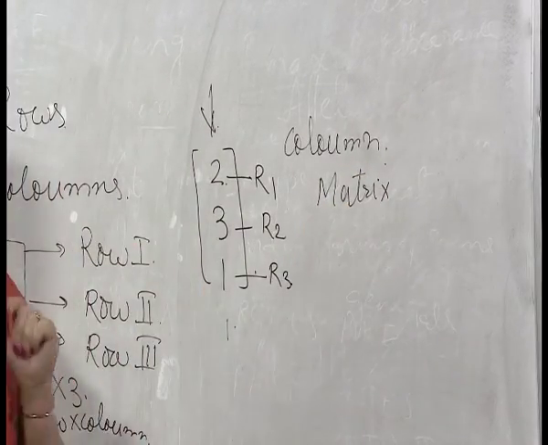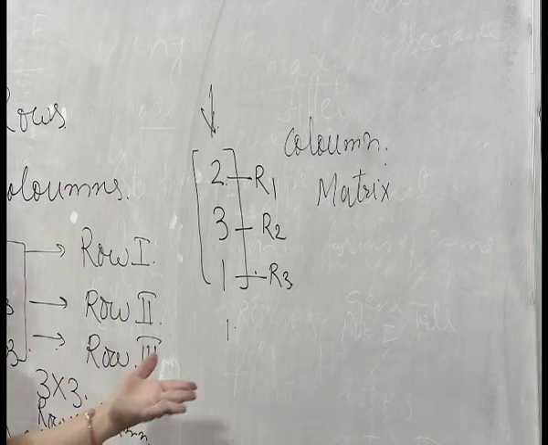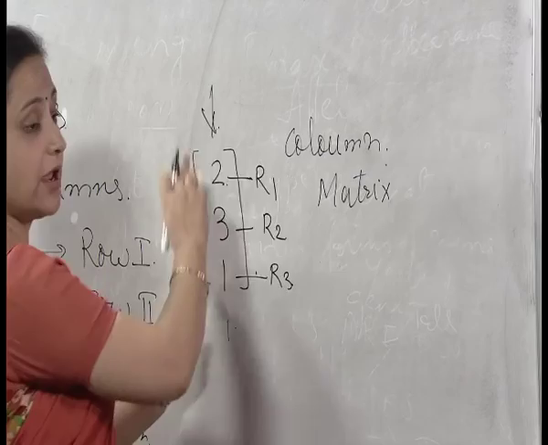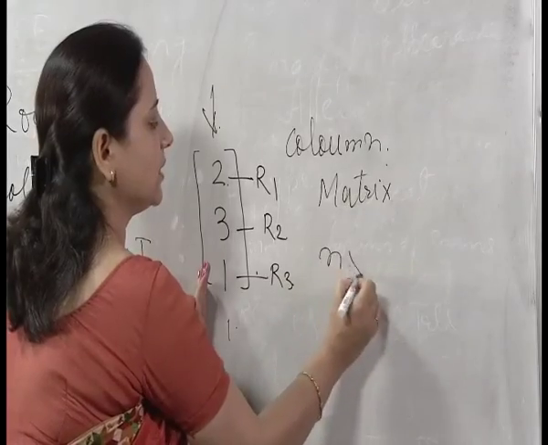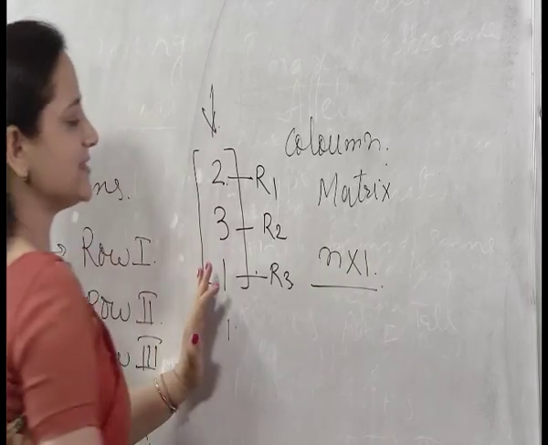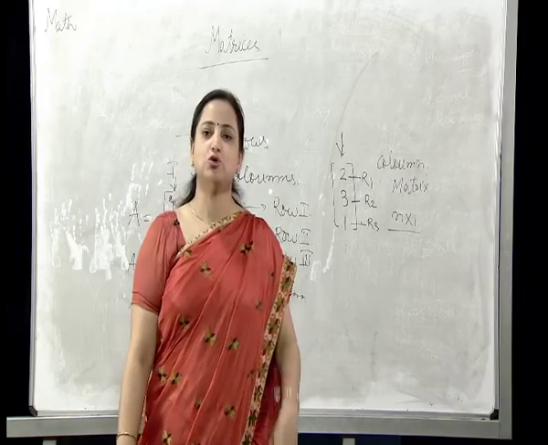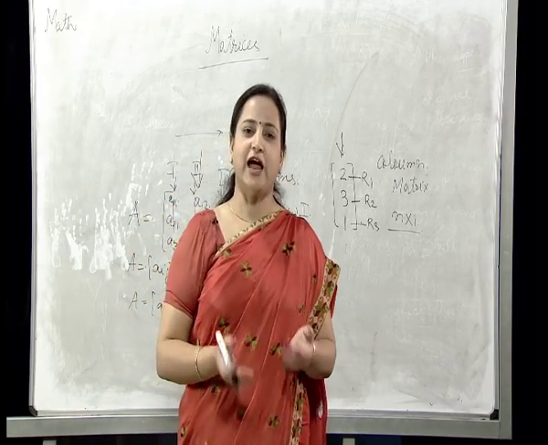So what is a column matrix? A column matrix is a matrix which has only 1 column. In general, we can write the order of the column matrix as: you can have n number of rows and only 1 column, so you can write it as n into 1. So if any matrix is given whose order is n into 1, you can immediately say that it is a column matrix.